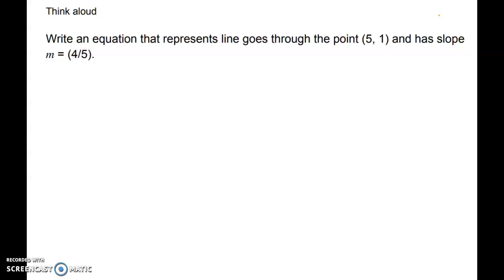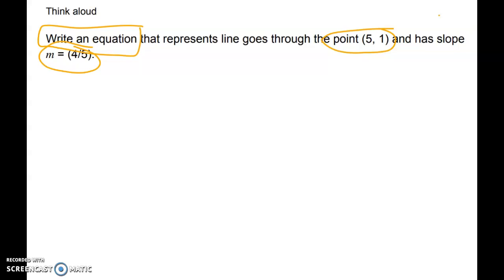In this problem, it says write the equation that represents the line that goes through the point (5, 1) and has a slope of 4/5. So it gives me this key information. It gives me this one point, and it even gives me this slope. And it wants me to write an equation.